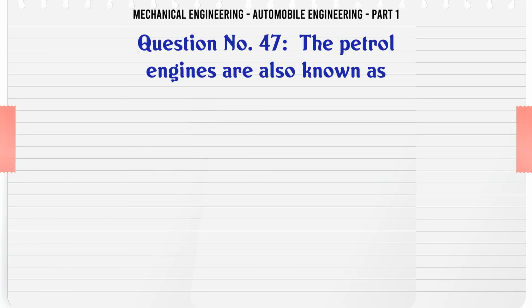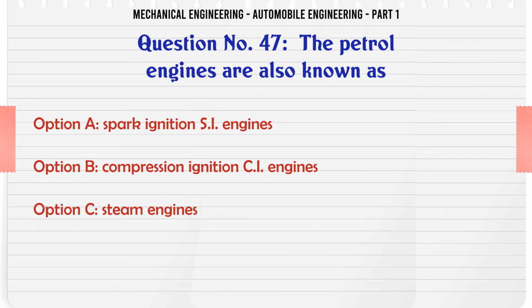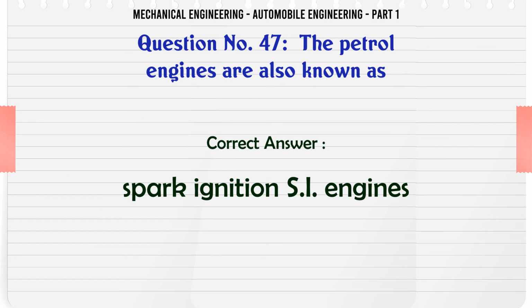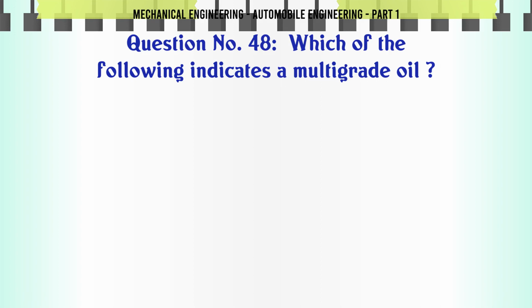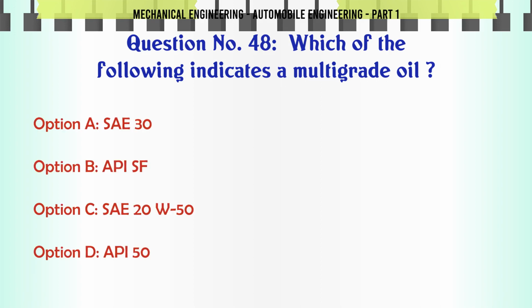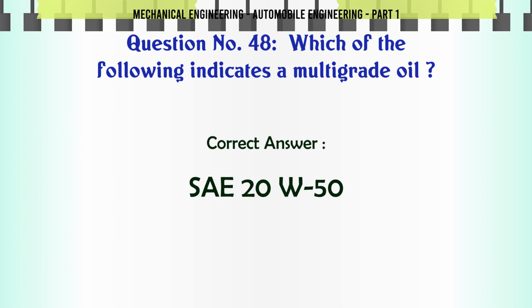The petrol engines are also known as: A. spark ignition, SI, engines, B. compression ignition, CI, engines, C. steam engines, D. none of these. The correct answer is spark ignition, SI, engines. Which of the following indicates a multigrade oil? A. SAE 30, B. API SF, C. SAE 20W-50, D. API 50. The correct answer is SAE 20W-50.